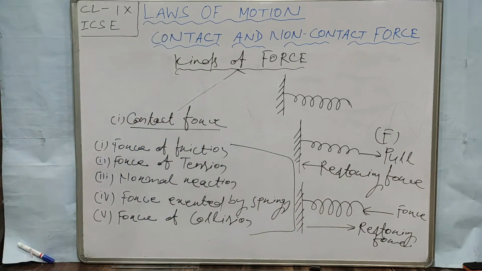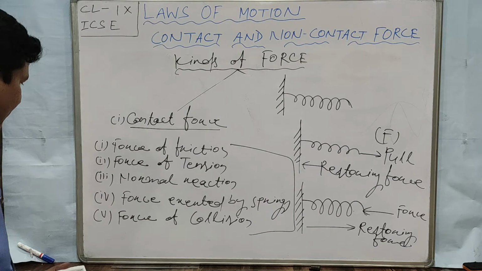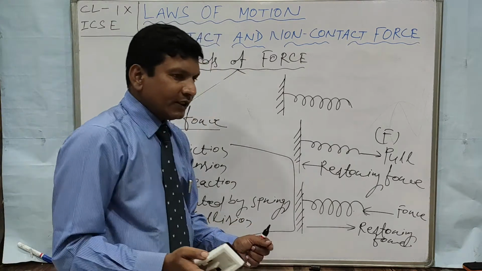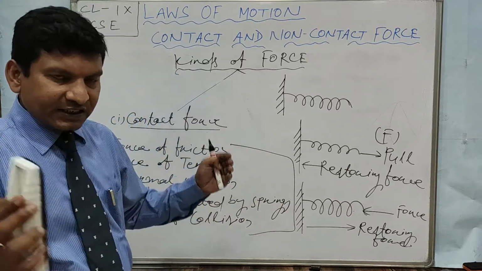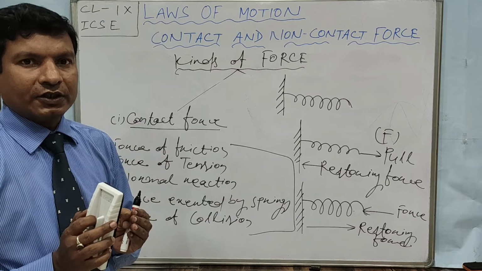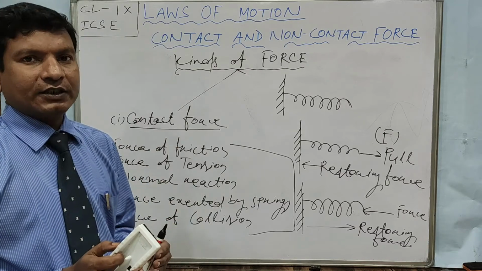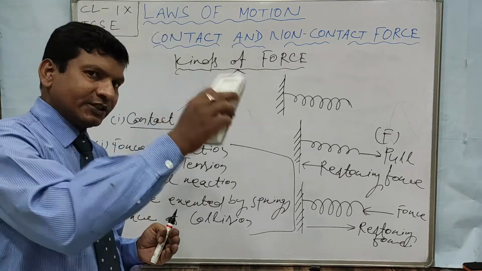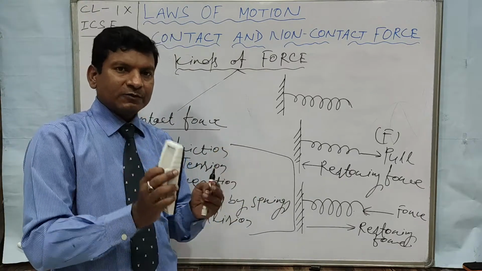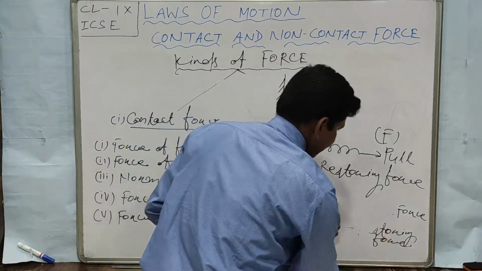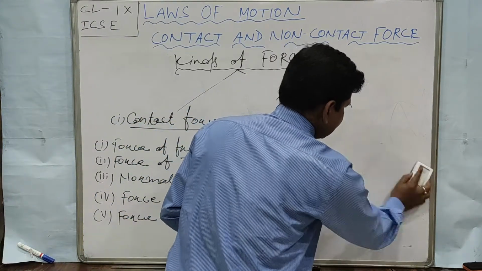So this is all about the force exerted by the spring. Next example is the force of collision. When two bodies are moving towards each other and they collide, they will exert a force on each body. One body exerts a force on the other body, and this force is known as the force of collision. Just see this with the help of the diagram, you will understand this.